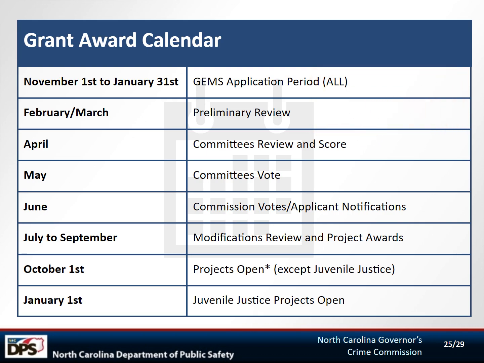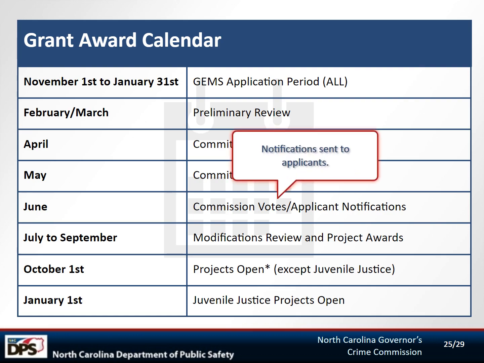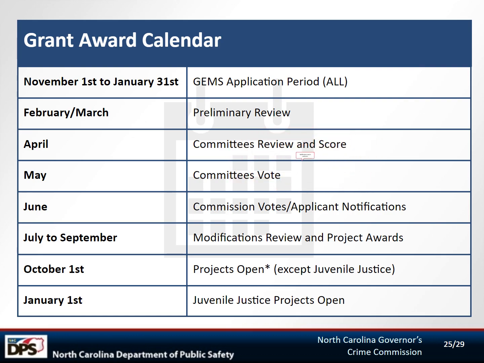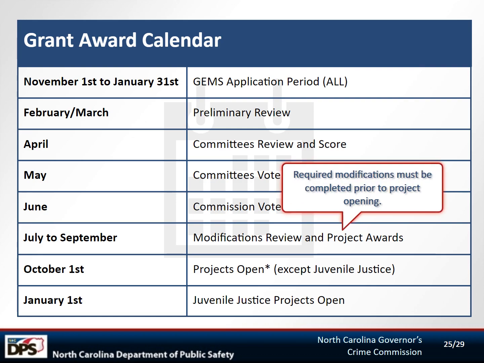In May, the committees will discuss and score projects, make recommendations for project or priority specific adjustments, and vote on priorities. In June, the full commission reviews and approves the projects, and the GCC staff begin notifying applicants of the outcome of their application review. Approval and declination letters will be sent out to applicants at this time. Applicants may receive notification of required modifications.